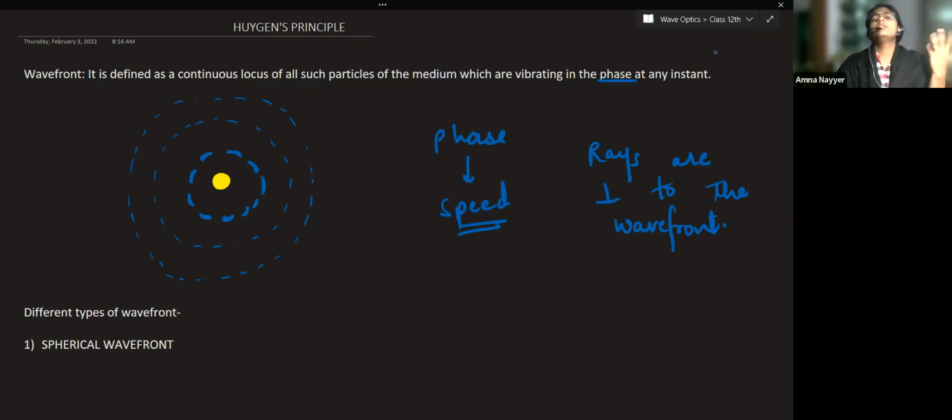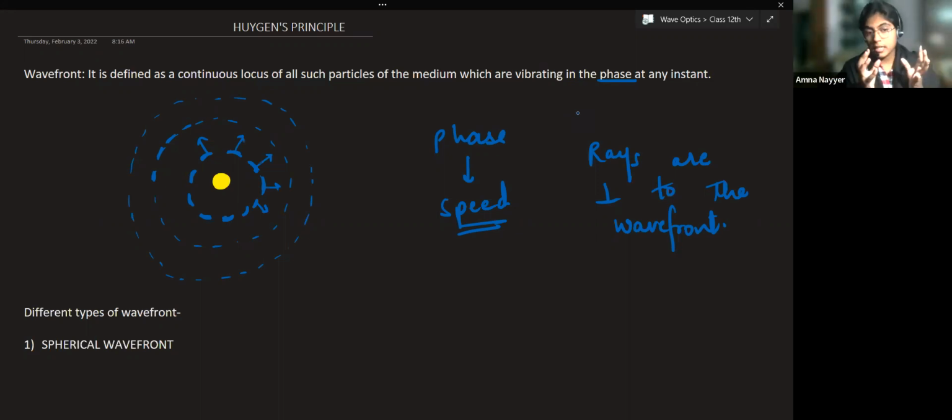If these will lead to formation of some other wavefronts, that we'll call as secondary, which you will see later on. Right now, just understand what a wavefront is. So all these particles are forming your wavefront, and the ray will be perpendicular to this. Each ray will be perpendicular to each of the particles. So a wavefront is defined as the continuous locus of all such particles of the medium which are vibrating in phase at any instant.